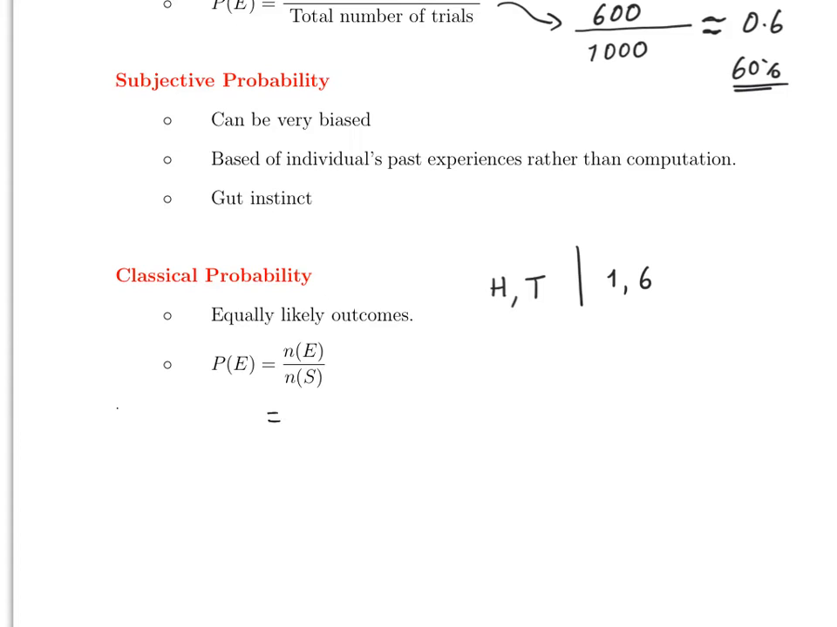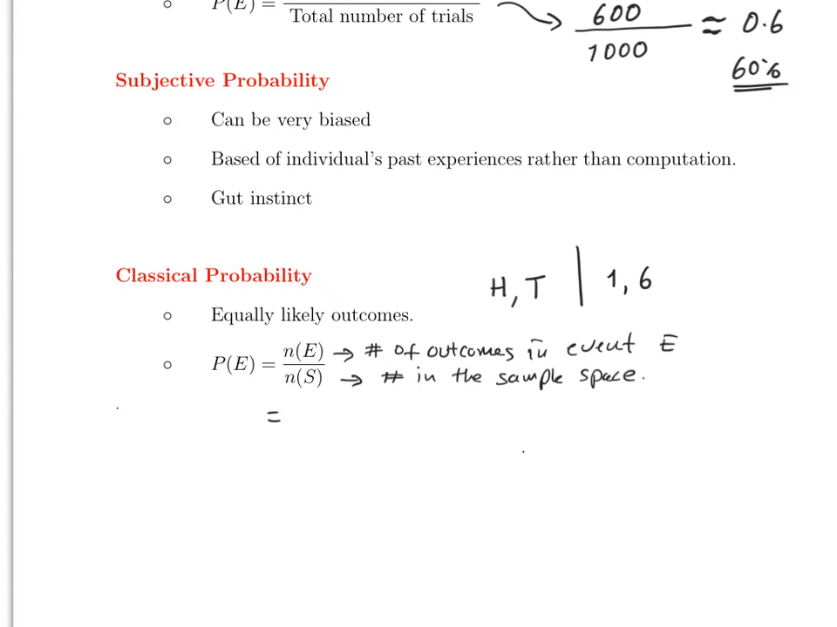So here, N(E) means the number of outcomes in event E, and N(S) is the number in the sample space, which will be all the possible choices.